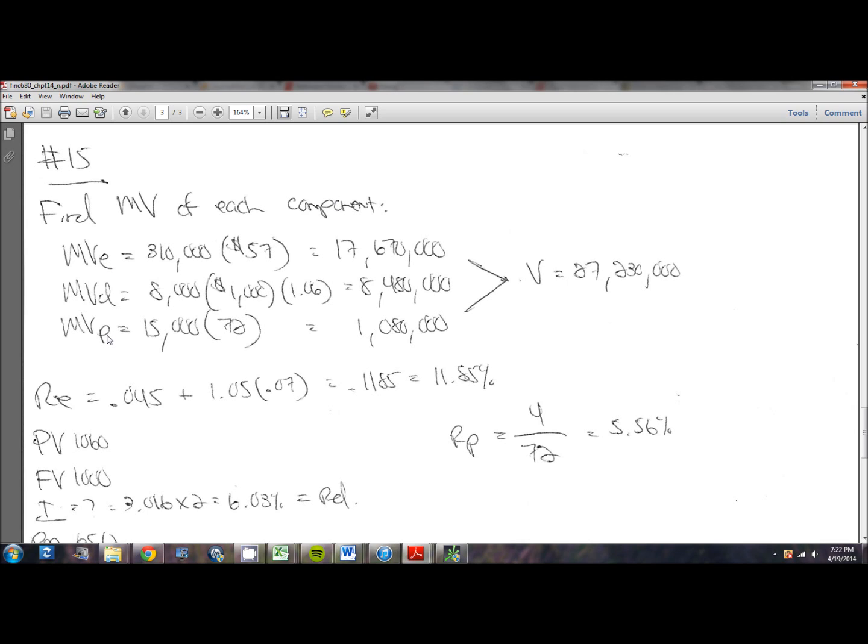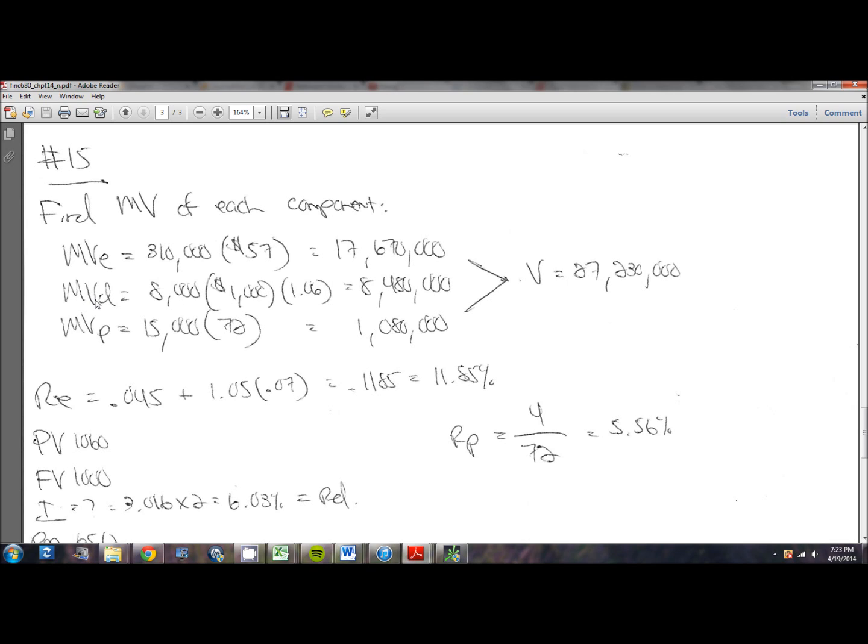So the way this problem starts off, the logical first step is to find the market value of each component. Find the market value of E, D, and P for preferred. As we talked about in class, the market value of E is going to be equal to the number of shares outstanding, which is given in the problem, 310,000 shares, times the current price per share, also given in the problem, of $57. So that gives you a little over 17 million.